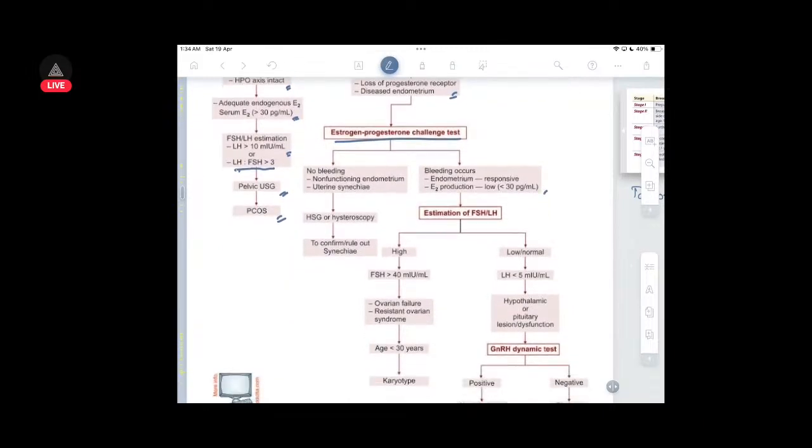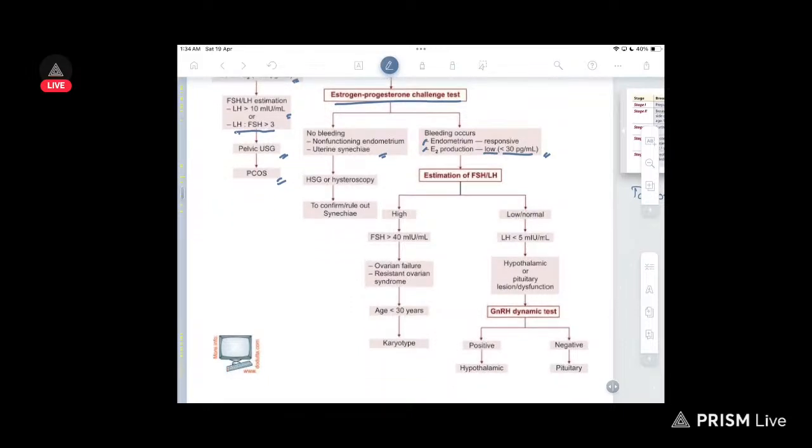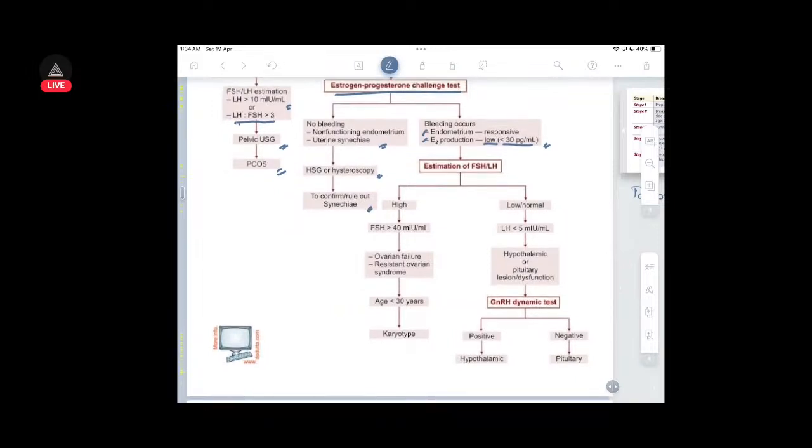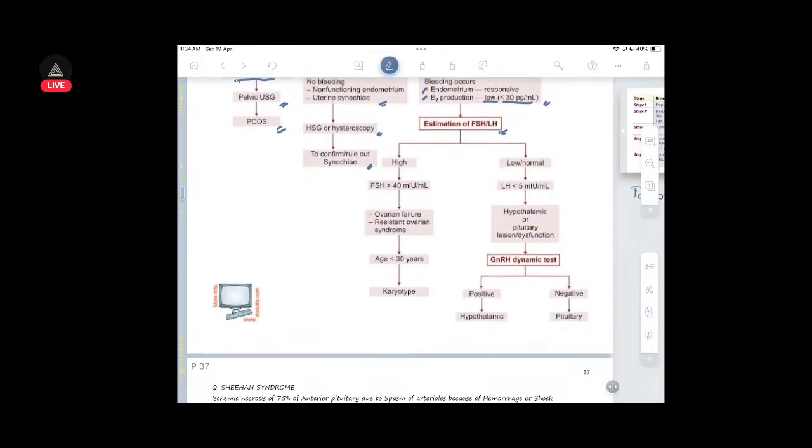If bleeding occurs, then the endometrium is responsive and estradiol production is low, less than 30 picogram per ml. If there is no bleeding, then it is a non-functioning endometrium and uterine synechiae is present. USG and or hysteroscopy should be done to rule out synechiae. So in the estrogen progesterone challenge test, if bleeding occurs, then you have to estimate FSH and LH.